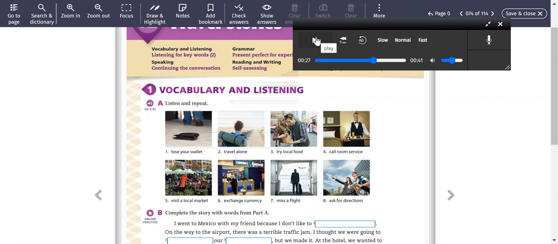Make sure you do linking. Visit a local market. 6. Exchange currency. 7. Miss a flight. 8. Ask for directions. Directions. Ask for directions.